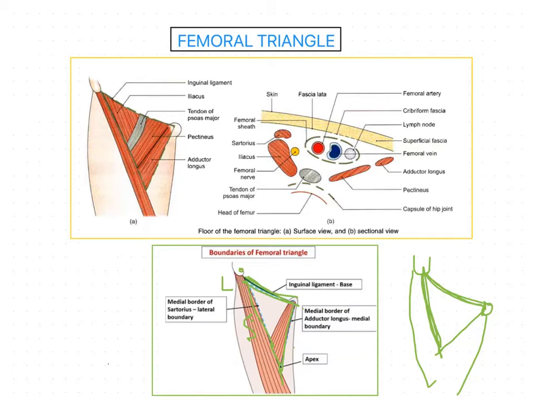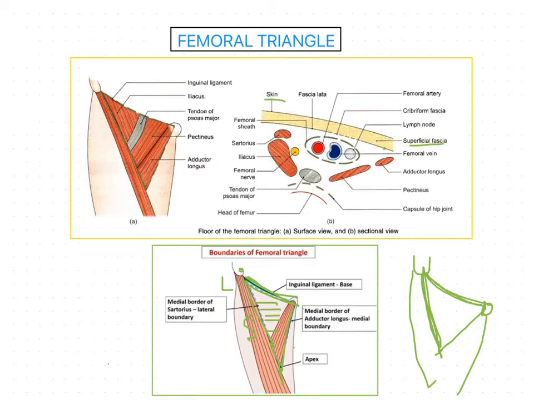Now we will see the roof of the femoral triangle. Roof means the structures which are present on the anterior aspect. So you can relate the structures we have studied in the previous sessions. That is, we can relate from the skin. So the roof is formed by skin. So below the skin what do you have? Superficial fascia: skin, superficial fascia, and then fascia lata, that is deep fascia.